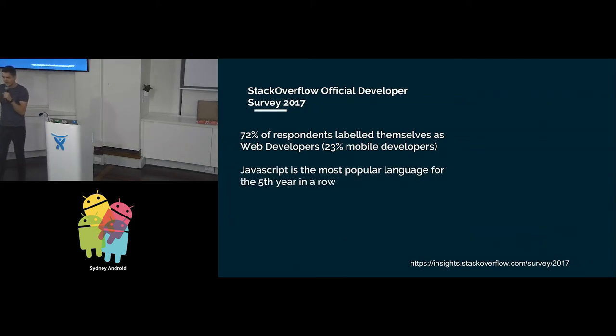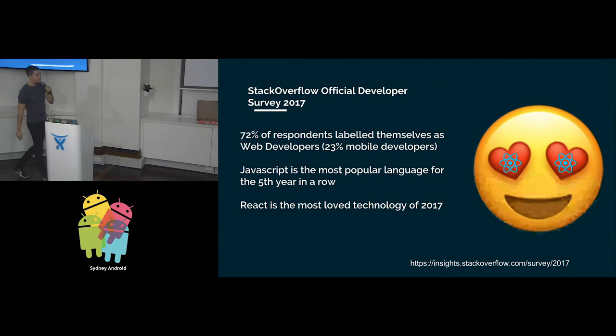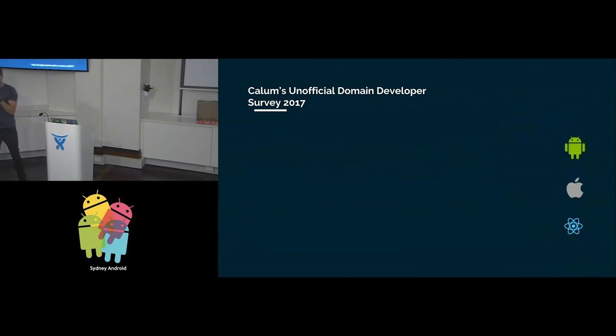So this is just to give you an understanding of the state of the industry. I'm sure the recruiters from Look Ahead can give you a better example and attest to that. JavaScript is the most popular language for the fifth year in a row. Regardless of whether you like it or not, it's not going anywhere, I'm afraid. And React is the most loved technology of 2017. This is important because with previous cross-platform solutions, people have become frustrated with the technology and just pushed it to one side. The web developers that are using React love it. People who use React Native seem to love it as well. So there's obviously some velocity behind that.